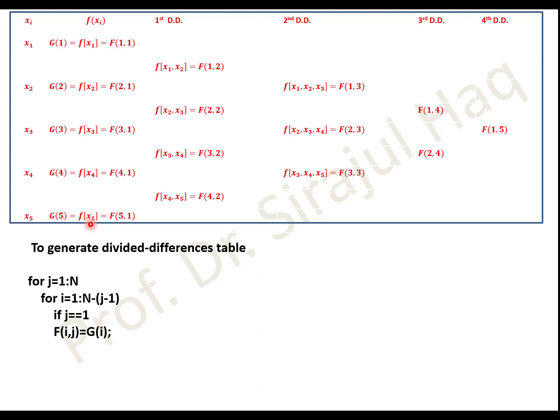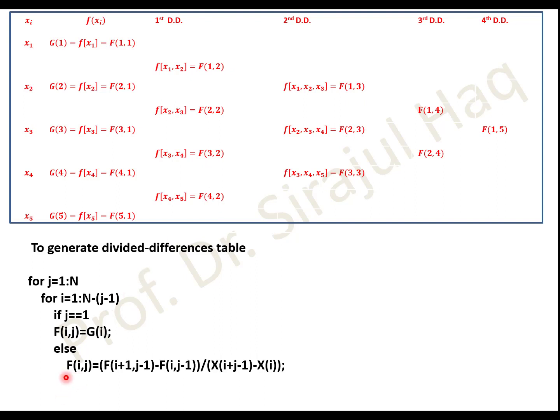If j is equal to 1, your MATLAB will use this calculation. Otherwise, I say else. If j is not equal to 1, then go for this formula. So when j is not equal to 1, it will skip this portion and will come to this one. For example, if j is equal to 2, i starts from 1 up to 4 now. From 1 up to 4. That's clear from here.